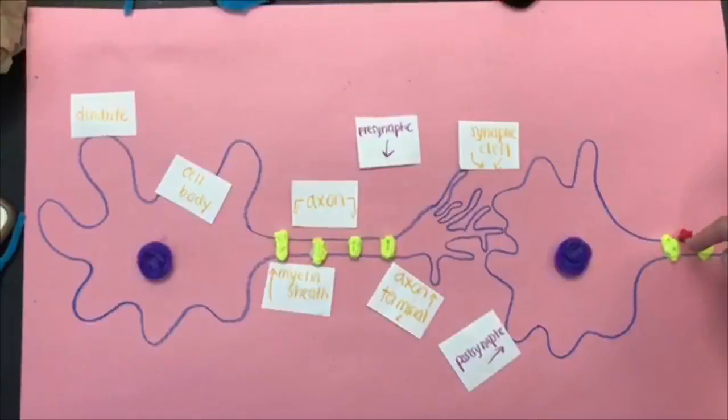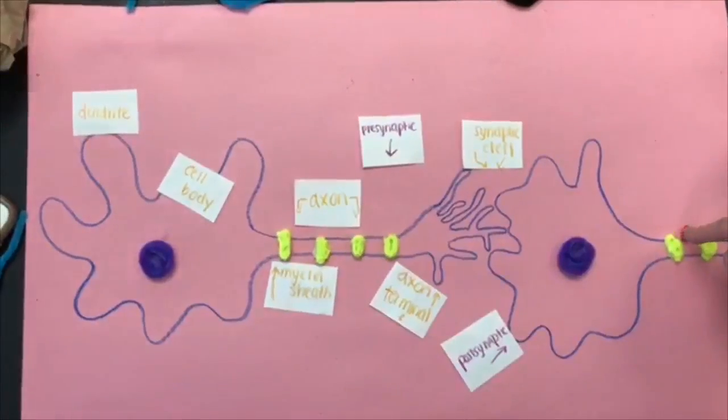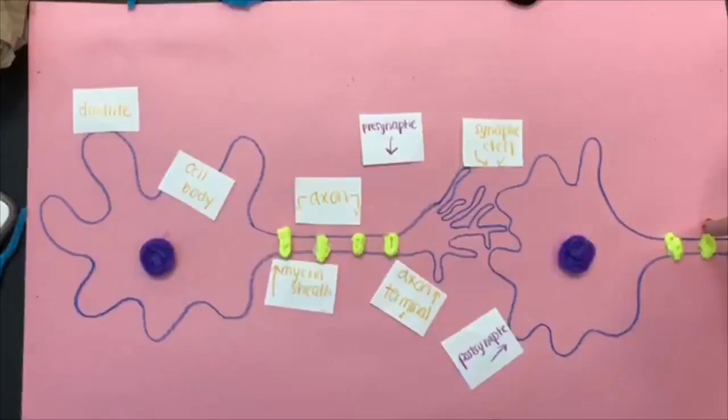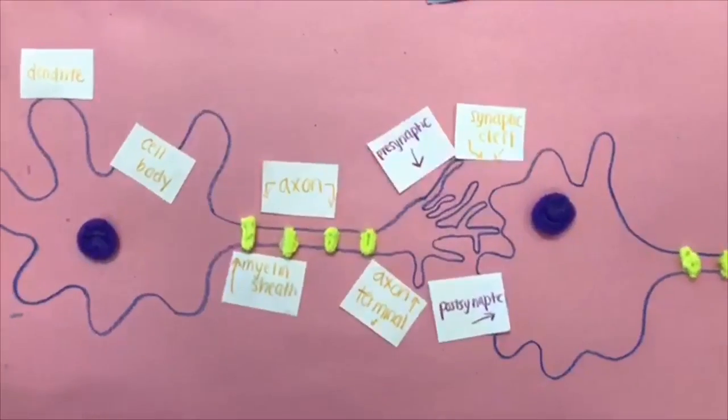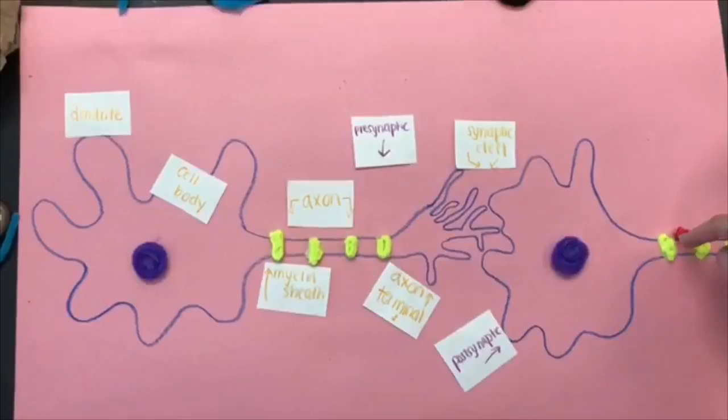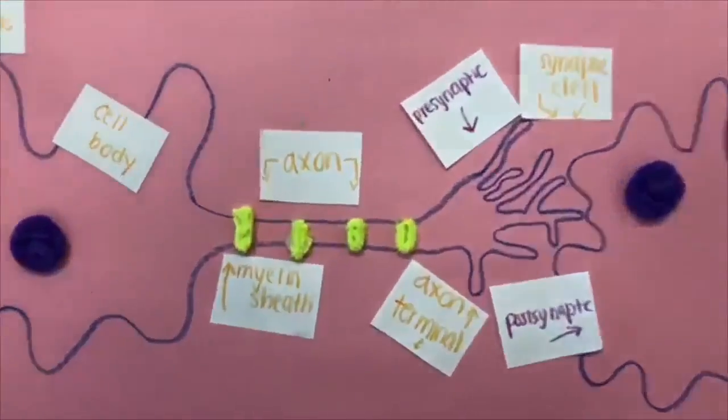Neurons are supported by cells called glial cells. These cells surround the neurons and hold them in place and can also supply nutrients and oxygen to neurons. Now let's take a closer look at the axon.